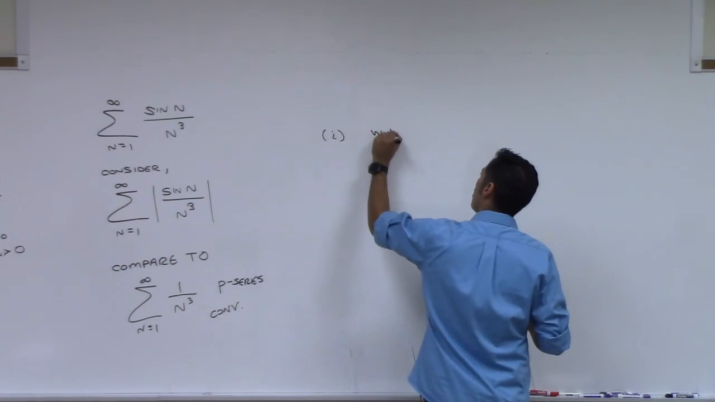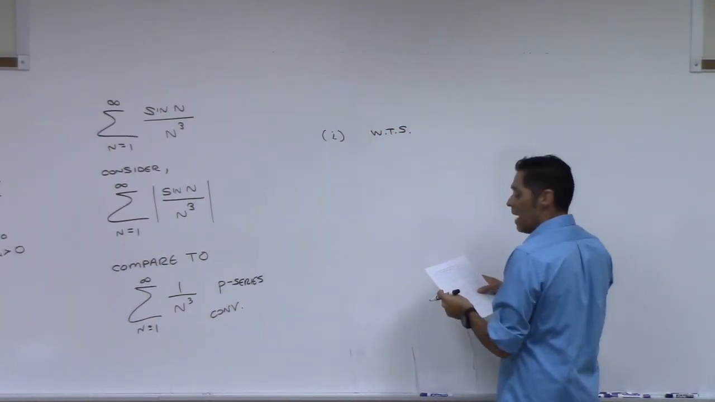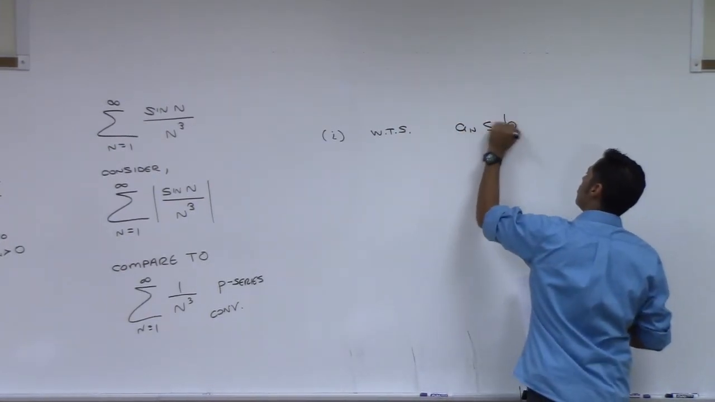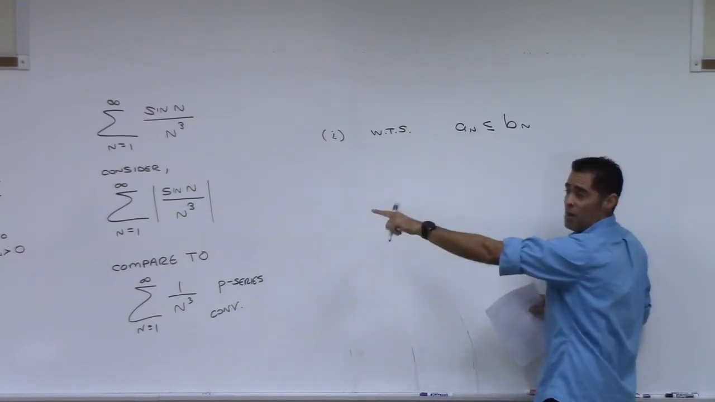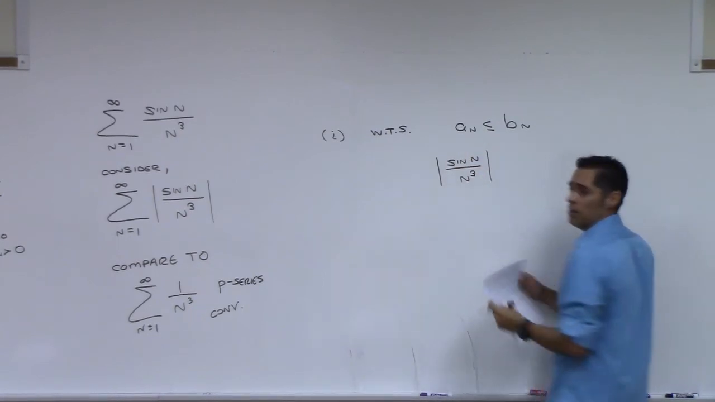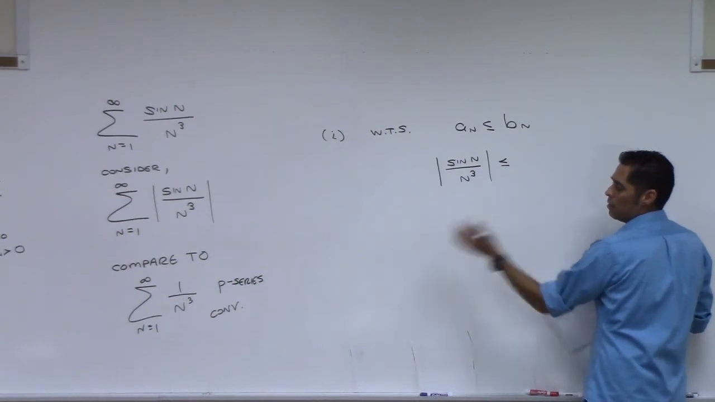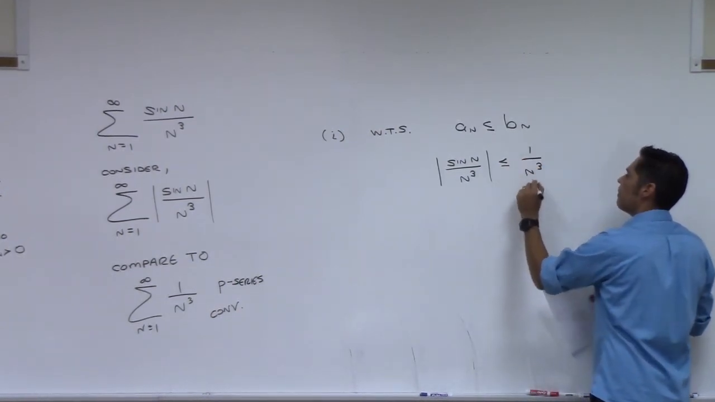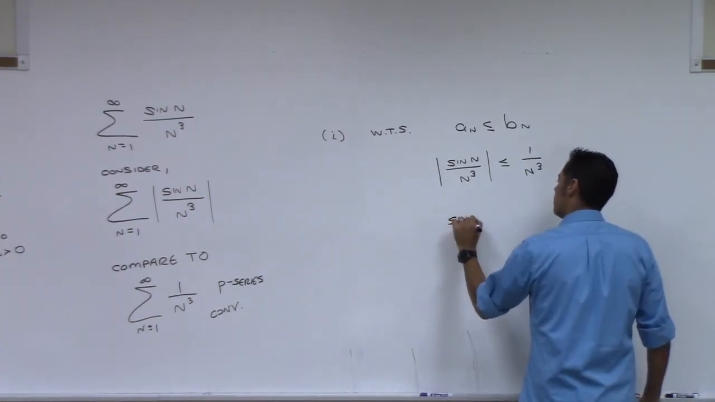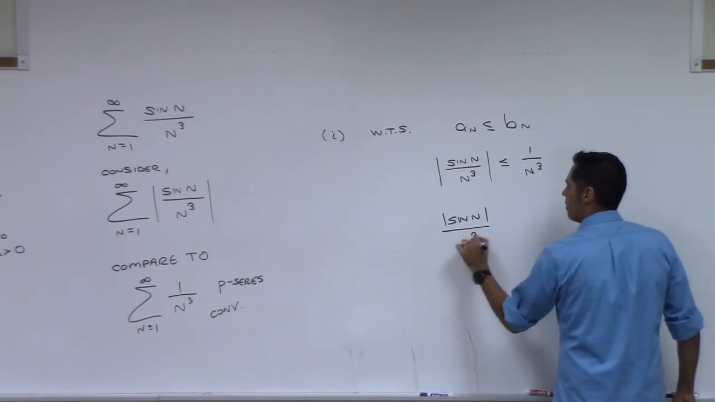I want to show that the a sub n, which is what? What is the a sub n for us? A sub n is the one we're starting with, which is the sine n over n cubed in absolute value. Is less than or equal to 1 over n cubed. And I think this is pretty easy to show because this is the absolute value of sine on top over n cubed on the bottom.